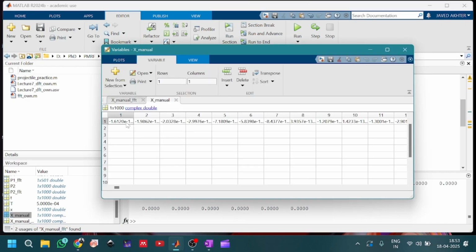So this is the value you are getting from using the discrete Fourier transform, and this is the value you are getting from using the fast Fourier transform. The values may be a little bit different, but as far as the frequency component is concerned, whenever you are working with the Fourier transform, you want to know what the frequency component in a signal is.